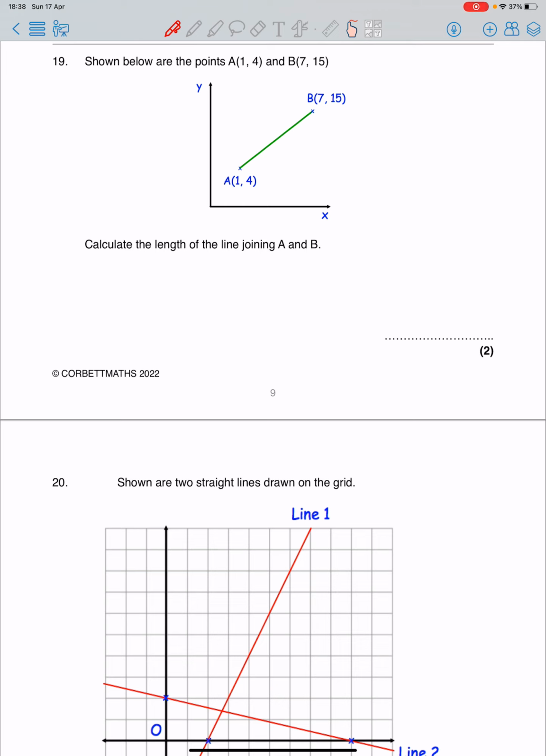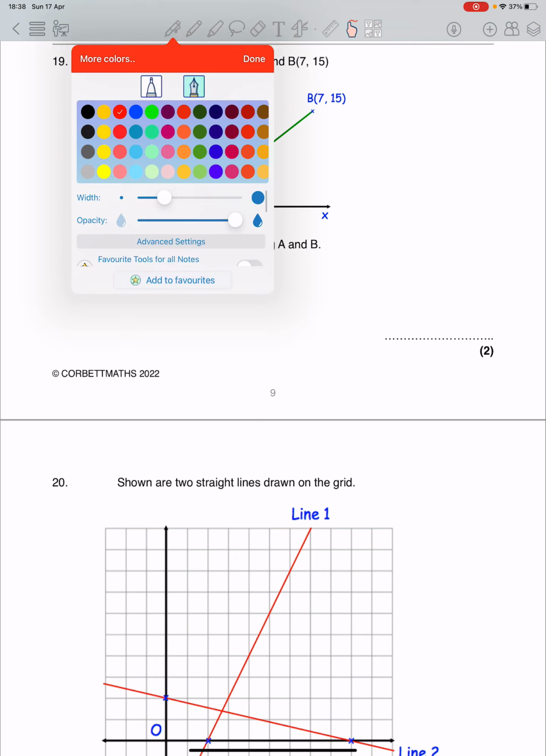Question number 19 in our walkthrough. It says here, shown below are the points (1, 4) and (7, 15), and we want to calculate the length of the line joining A and B. Well, this is essentially a Pythagoras theorem question.